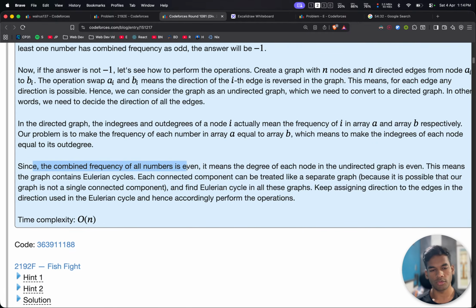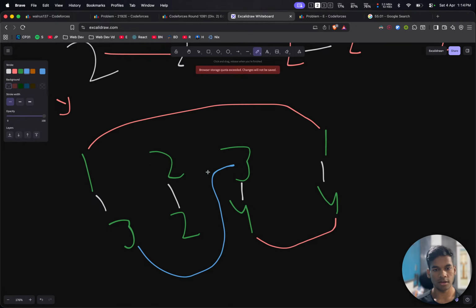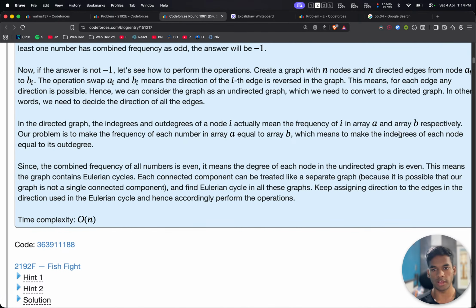Since the combined frequency of all the numbers is even, it means the degree of each node in the undirected graph is even. This means the graph contains Eulerian cycles. Yes, we are with the writer till here. But I don't like that they have implicitly stated that we are connecting nodes like this, which have the same value. This means the graph contains an Eulerian cycle.